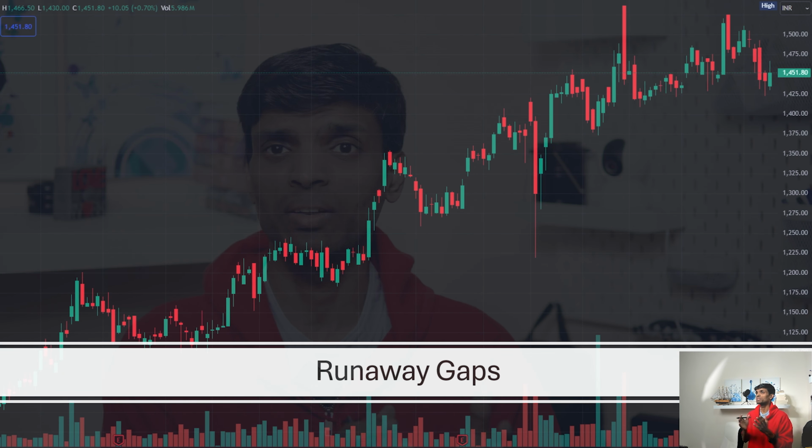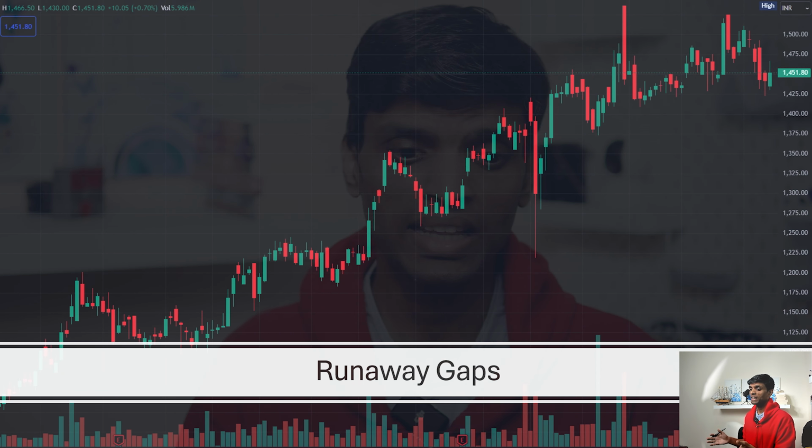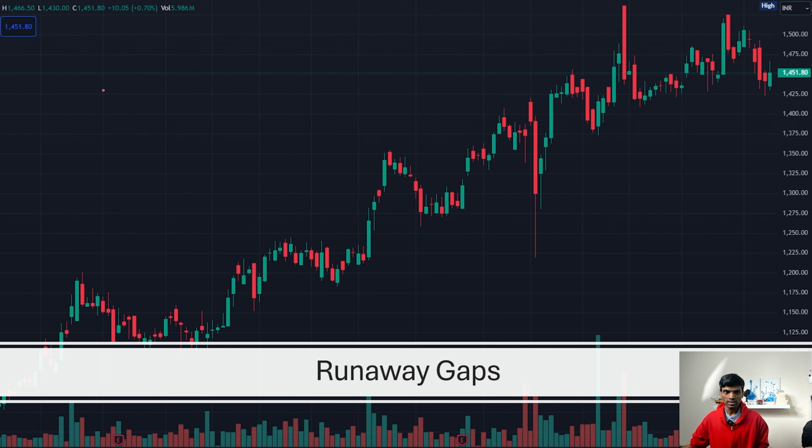Now let's go to the third point, which is the runway gap. If you have noticed, first we went through the common gaps, then the breakaway gaps, and now we are on the runway gaps. There is a pattern, right? First it was on the consolidation level, so let's say this was resistance and this was support. First it was sideways, or consolidating, then it broke out of the resistance, and that was our breakaway gap. And now we are talking about the runway gap.